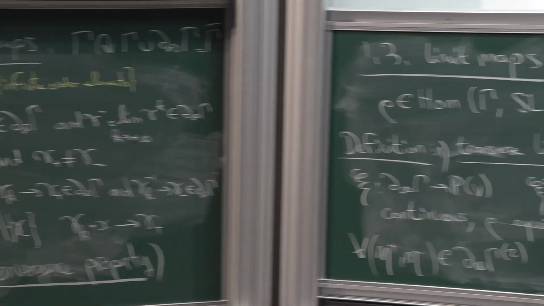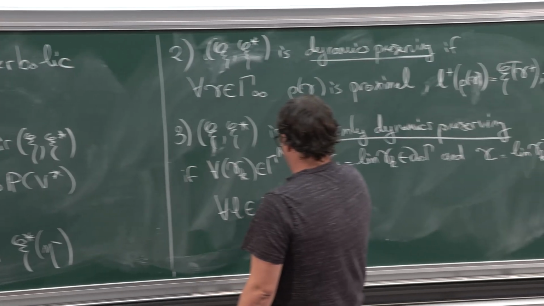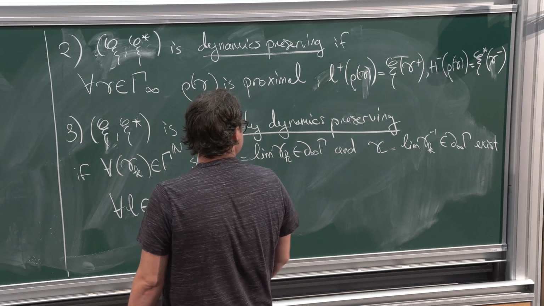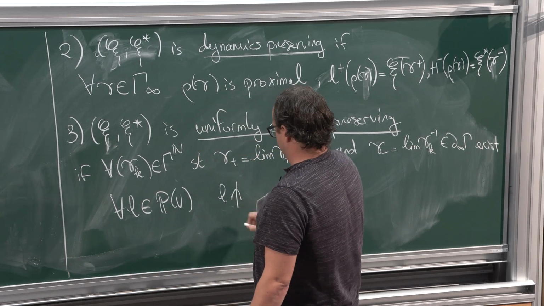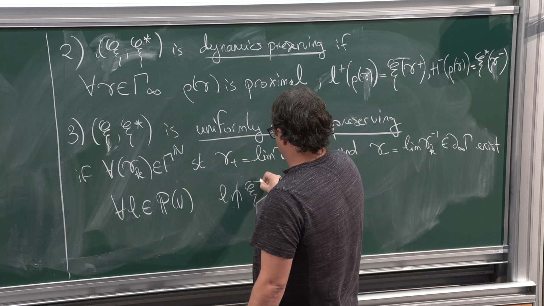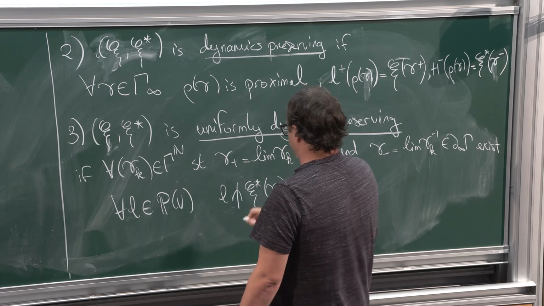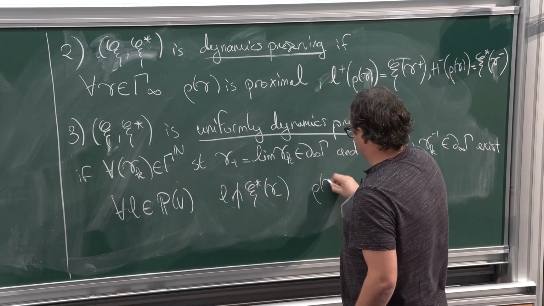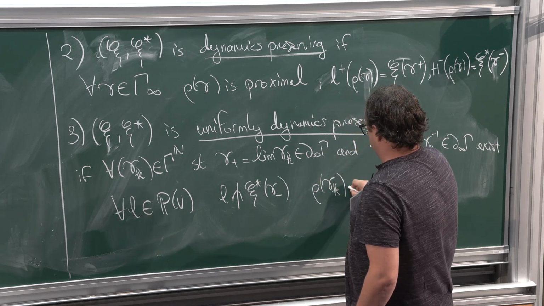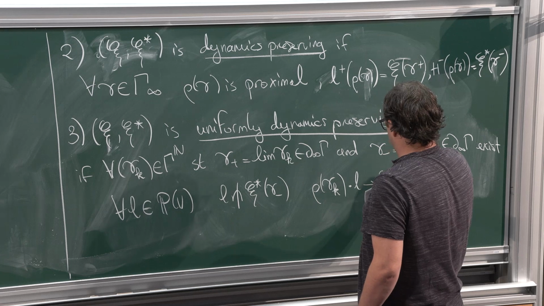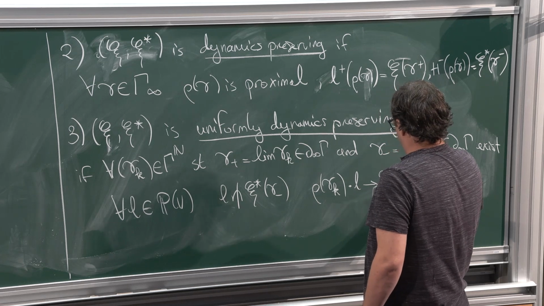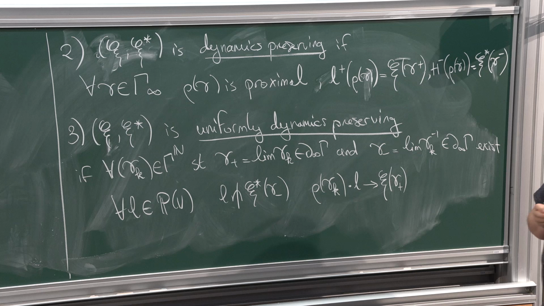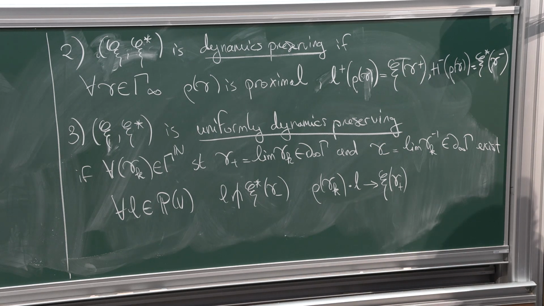Right, so for any L in the projective space, if L is transverse to psi star of gamma minus, then rho of gamma k acting on L will converge to that same point, which is psi of gamma plus.